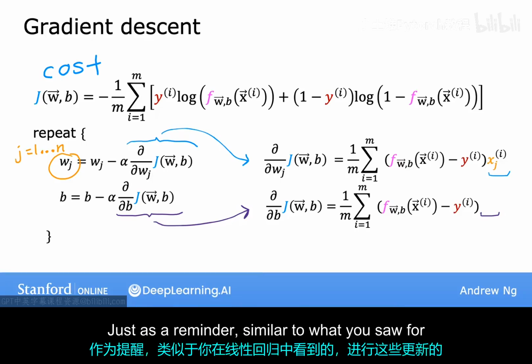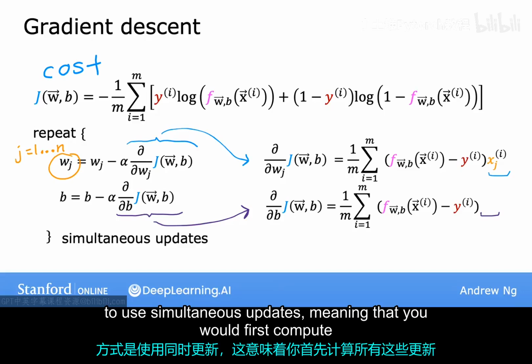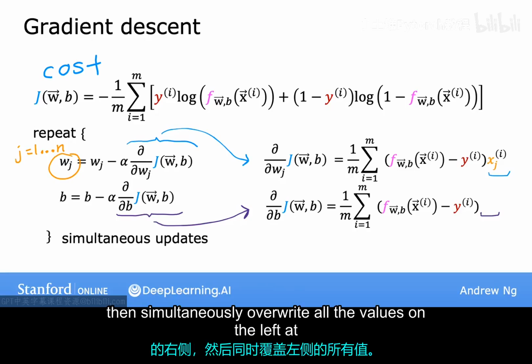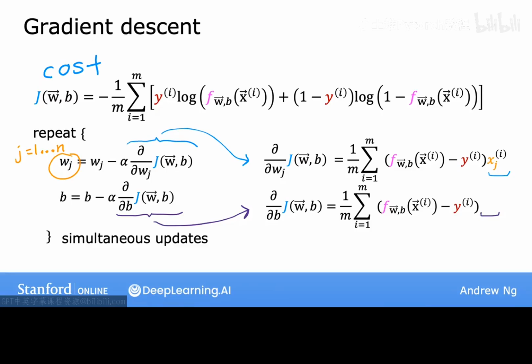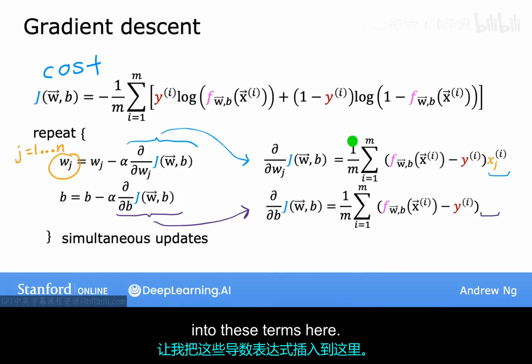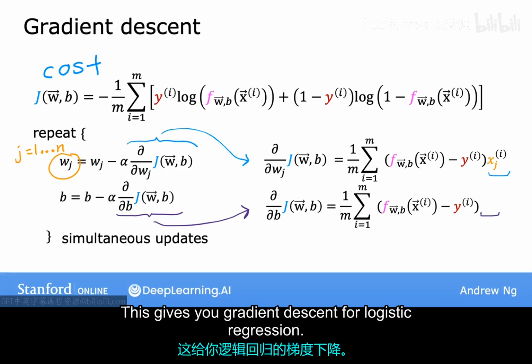So, just as a reminder, similar to what you saw for linear regression, the way to carry out these updates is to use simultaneous updates, meaning that you would first compute the right-hand side for all of these updates, and then simultaneously overwrite all the values on the left at the same time. So, let me take these derivative expressions here and plug them into these terms here. This gives you gradient descent for logistic regression.